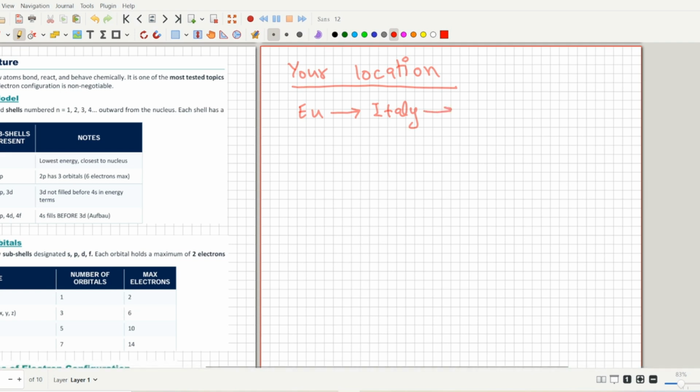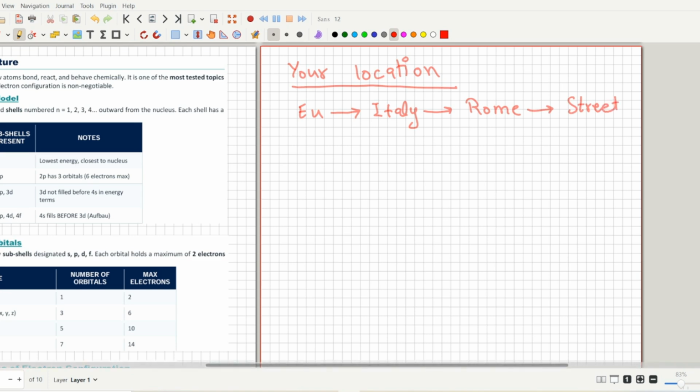You will say, in Italy I live in Rome. And I will ask you, yeah, Rome is a big city, where do you live? Then you will tell me about your street, and I will ask which street, which house? Then you will tell me your exact house number. So that's how you can know the location of any person in the world, right? Same is for the electrons.